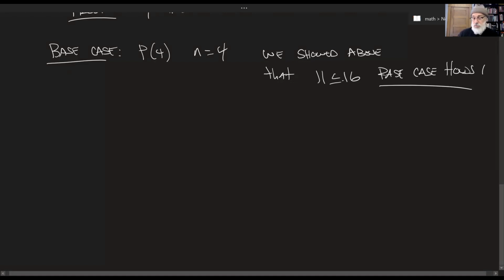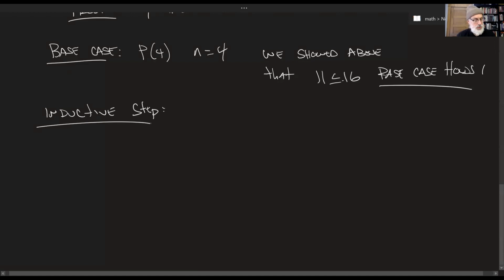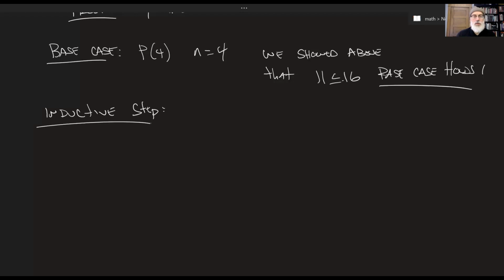So the base case holds. Let's look at the inductive step. In the inductive step, we're going to first state the induction hypothesis, then we're going to show what we want to prove, and then we're going to prove it using usually algebra. With inequalities, we're going to build inequalities, and put them together at the end, and then by transitivity, we'll show that what we need to do is in fact true.